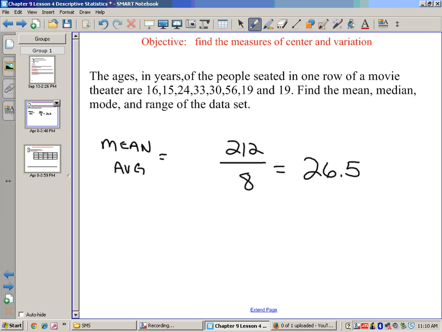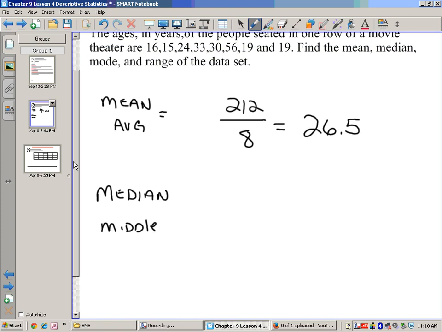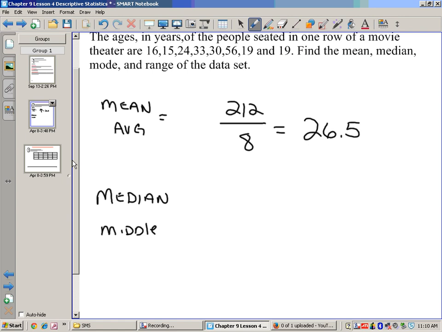The median. We're going to look at the median next. Another word for median is the middle. And here's where some students mess up: you do not just take what was given and find the middle. You have to rank them from lowest to highest, and then we work on the middle. So we had 15, 16, 19, 19, 24, 30, 33, 56. Okay, there's the all. Now, once again, we work to the middle.